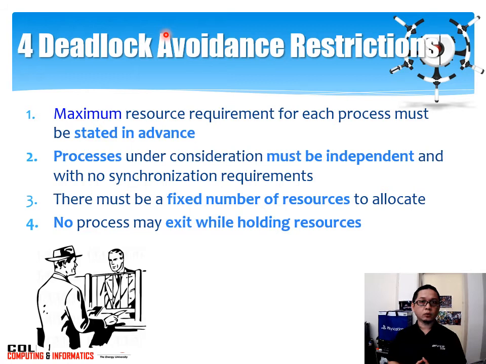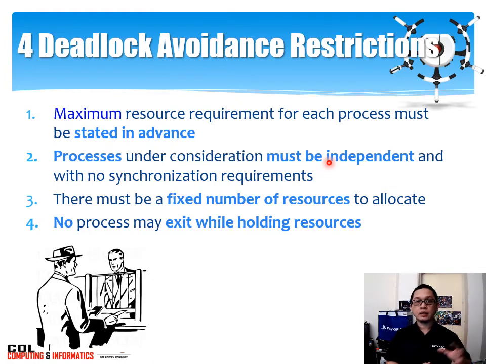Now, for this method to work, these four deadlock avoidance restrictions must be followed. First of all, the number of resources required by each process under consideration must be declared upfront. It means that, let's say, P1 needs this much of R1, this much of R2, this much of R3. It must be declared to the OS so that the OS can do the simulation or determination accordingly.